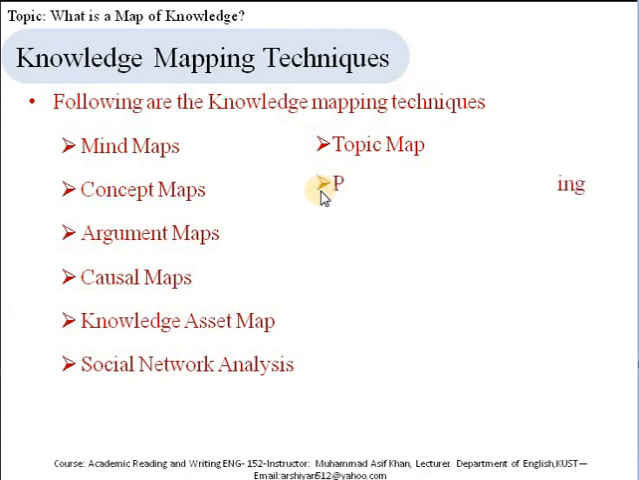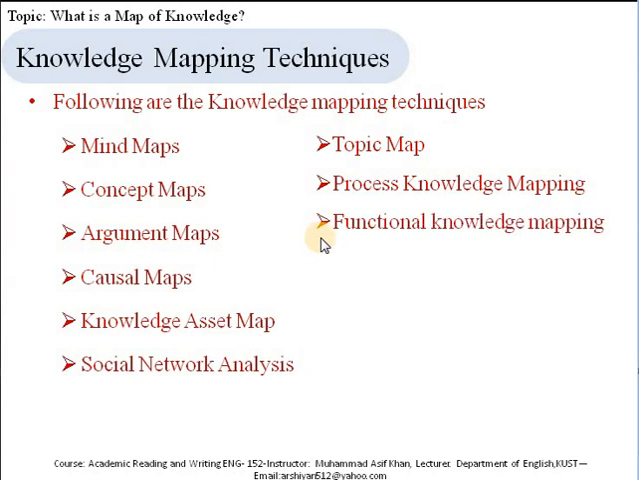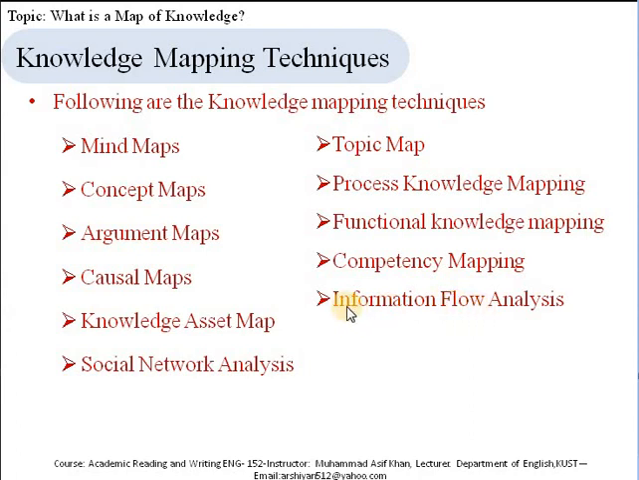Then we have process knowledge maps, and we also have functional knowledge maps, or competency mapping, which is one of the techniques to map knowledge. And information flow analysis maps are there. Semantic maps and cognitive maps are also there. So these are some of the techniques which I have listed here. There are many others that can be used by learners or by experts for knowledge mapping.